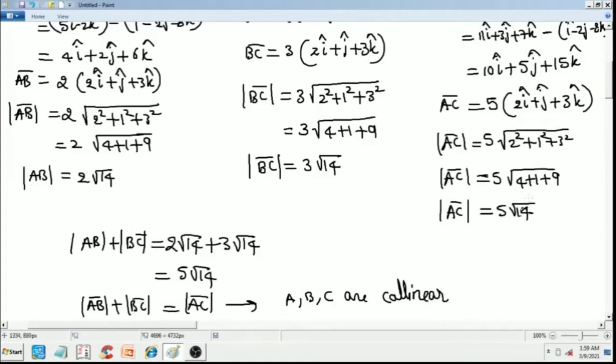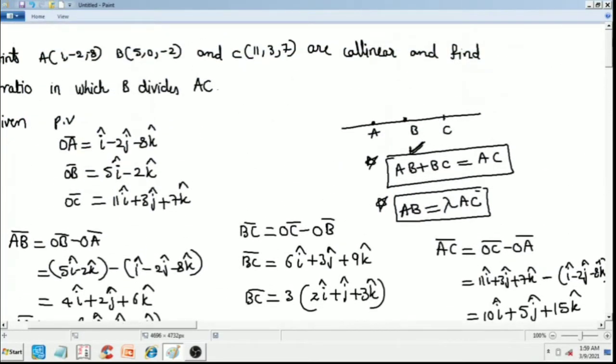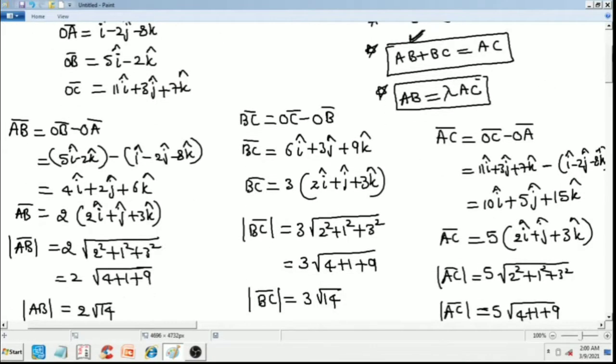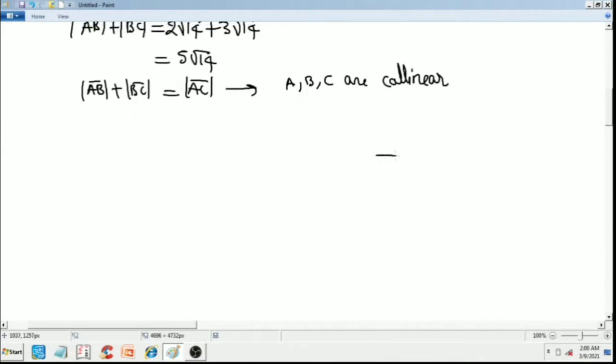That's all. Here this is the half solution completed. Next, what is it saying? B divides AC. Here B divides AC in a ratio which we don't know exactly, so I'm just assuming B divides AC in the ratio of, let us say, k is to 1. Okay, k is to 1 ratio.